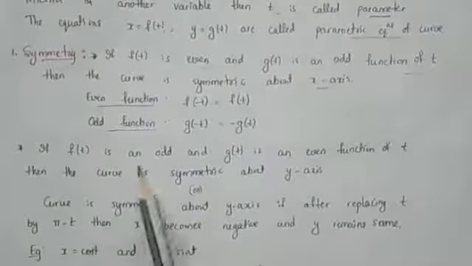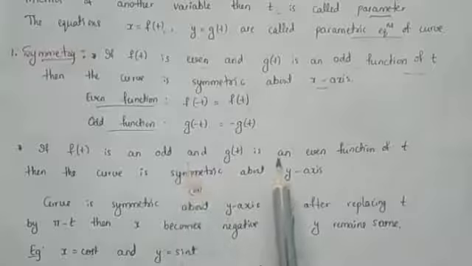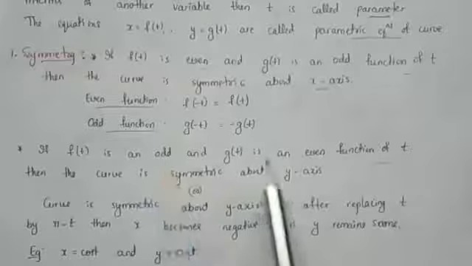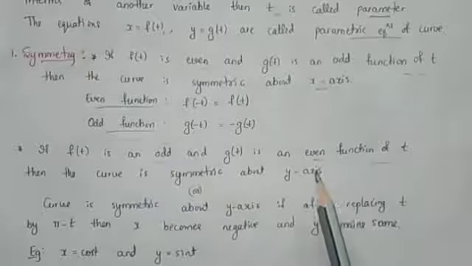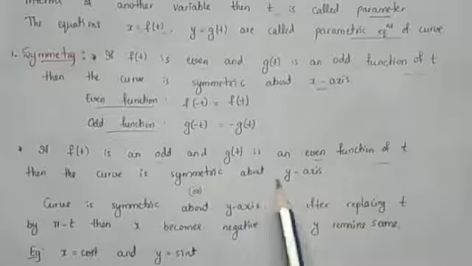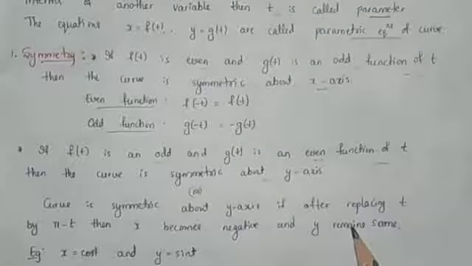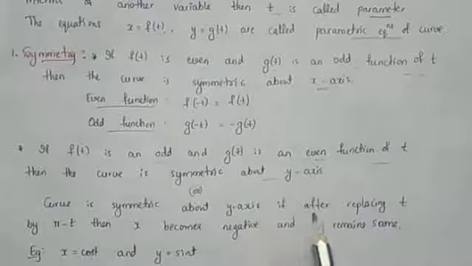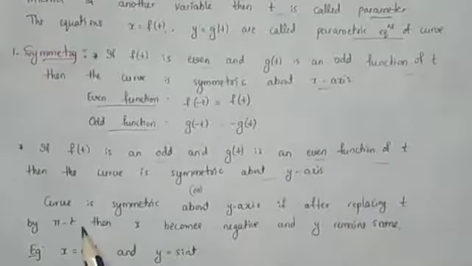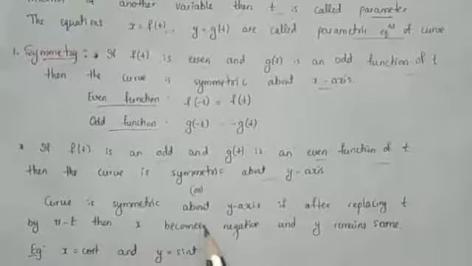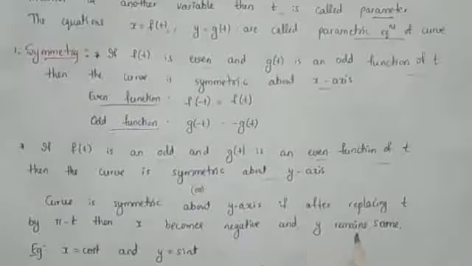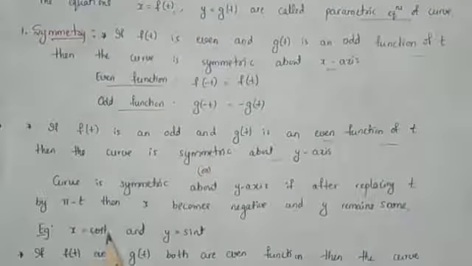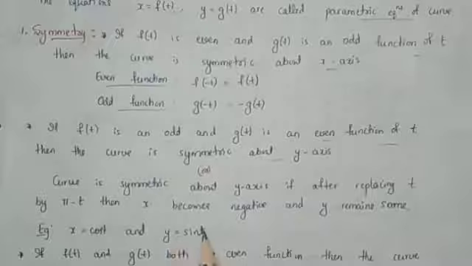If f of t is an odd function and g of t is an even function of t, then the curve is symmetric about the y-axis. Or the curve is symmetric about the y-axis if after replacing t by pi minus t, x becomes negative and y remains the same. For example, x is equal to cos t and y is equal to sin t.